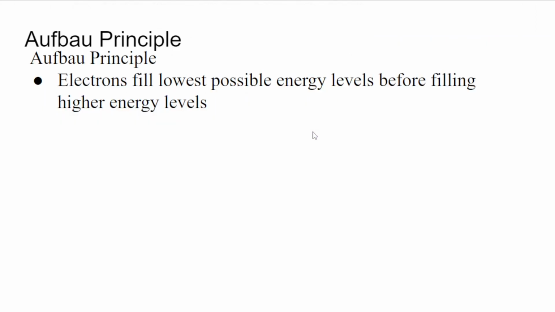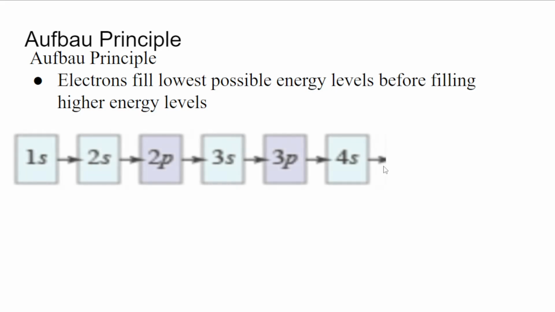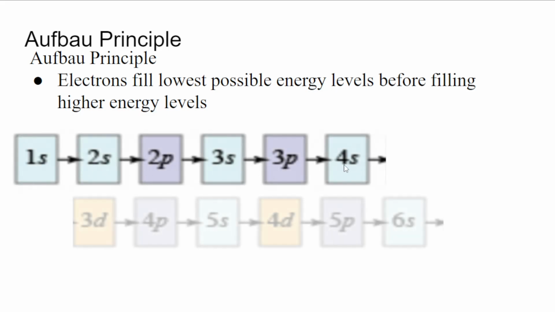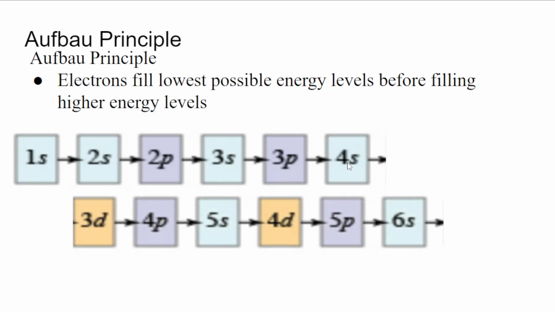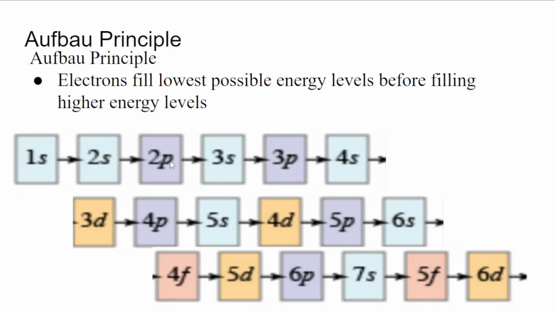Okay, now when you're doing this, you keep a couple things in mind. One, the Aufbau principle. Electrons fill the lowest possible energy levels before they fill the higher energy levels. And that's basically what we did just now. We utilized the fact that electrons fill the lower energy levels first. So 1s is lower than 2s, which is lower than 2p. So it goes in this order. And if you follow the periodic table from left to right and then go from top to bottom, you're following this 1s to 2s to 2p to 3s to 3p, on and on.